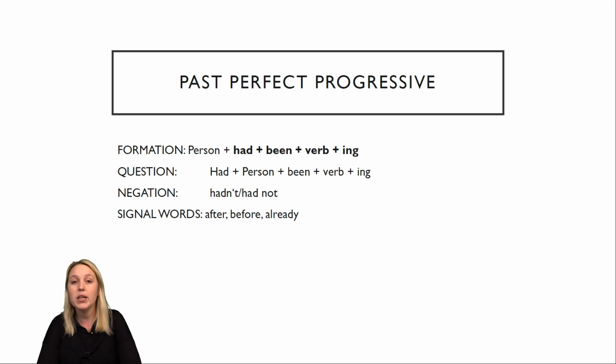Here, how to form it. Again, we need a person, had, been, plus verb, plus ing. And the question: had, person, plus been, plus verb, plus ing, and negation with not. And here are also some signal words, so they are the same. It's after, before, already. And you just have to decide, okay, is it completed or is it ongoing?